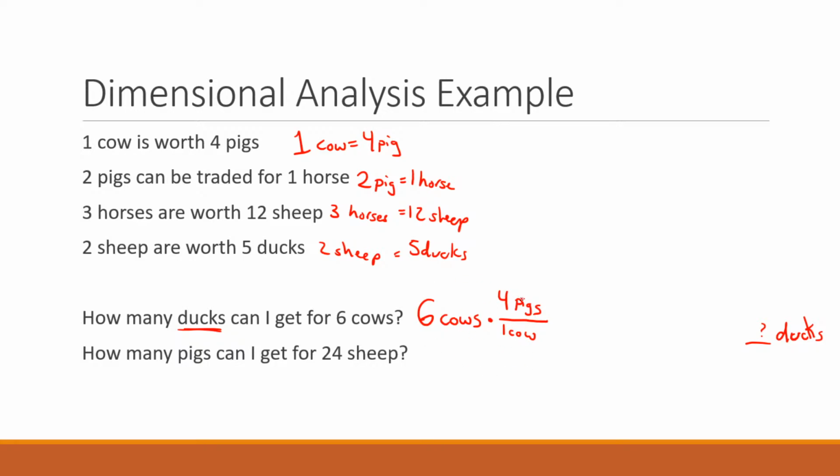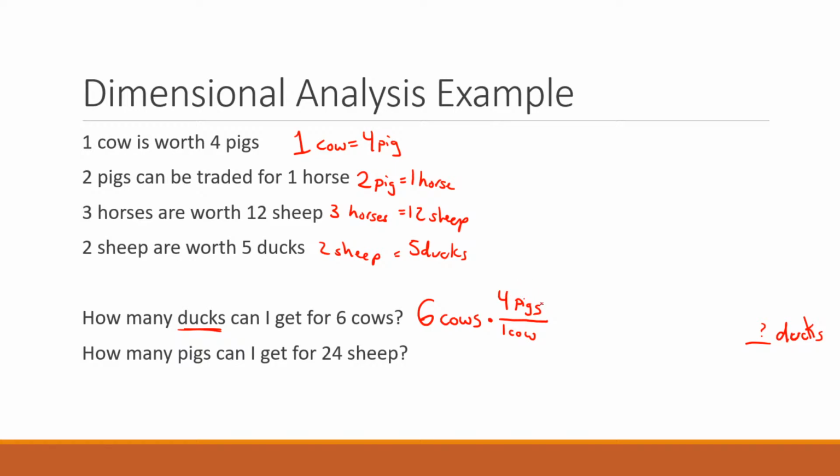I could solve here and say, well, 6 times 4 is 24, 24 pigs, and then do my next step. But every time you stop to do math, you give yourself an opportunity to make a mistake. And so what we're going to do is save all the math for the end. We're going to do all of our setup, and then go back and do the math all at once. Right? So this gives me pigs. I don't want pigs. I want ducks.